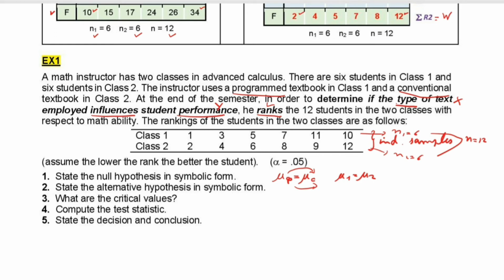This is the way of viewing. So the alternate hypothesis is not equal. Mean scores, mean ranks are the same, not the same, for two classes or for two types of textbooks. So critical value. What is ranks? Ordinal level. If you use ordinal, you must use a non-parametric test. Therefore, Wilcoxon W.